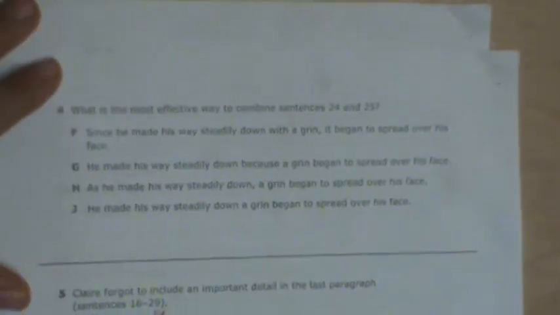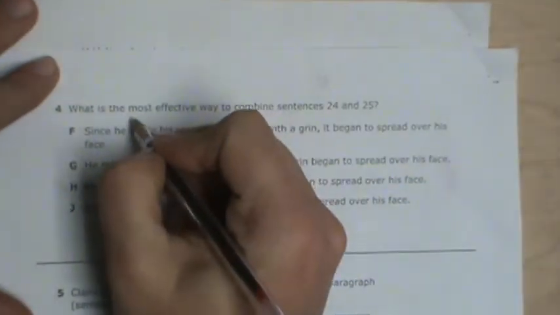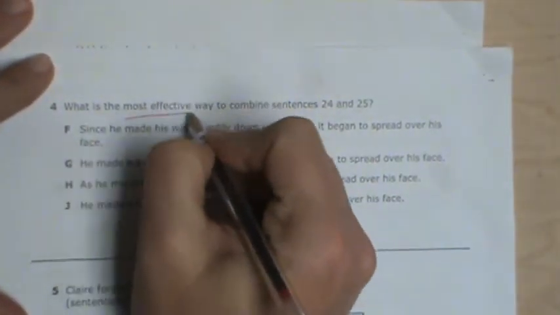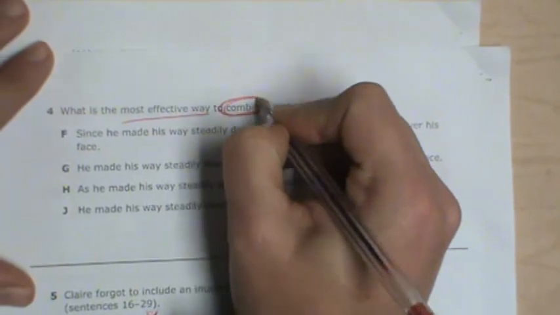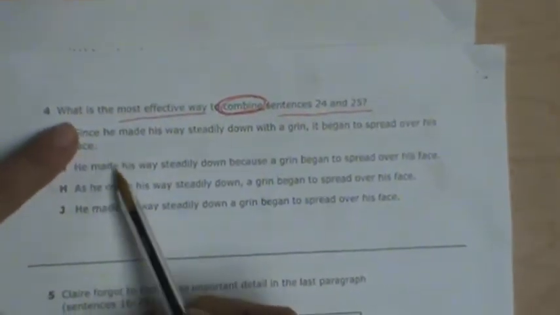What is the most effective way to combine sentences 24 and 25? Most effective way, combine sentences 24 and 25. If you underline those keywords, give yourself a tally mark. Anytime you see revise, combine, rewrite, anything like that, and the sentences look a lot the same.